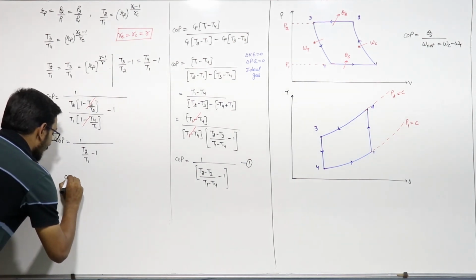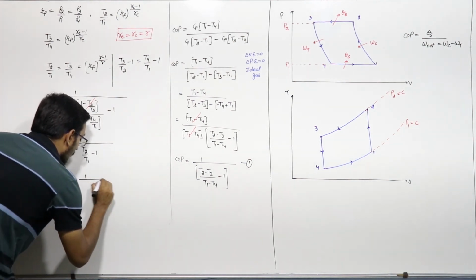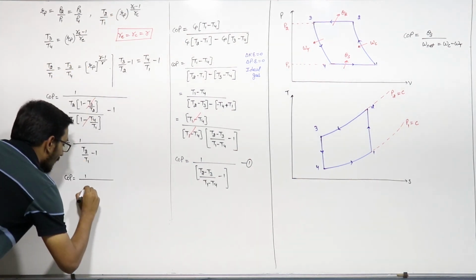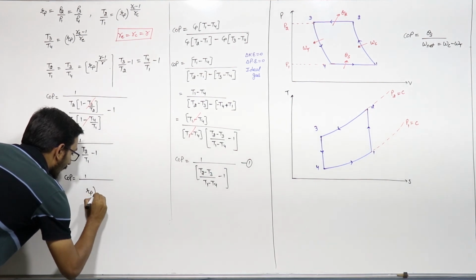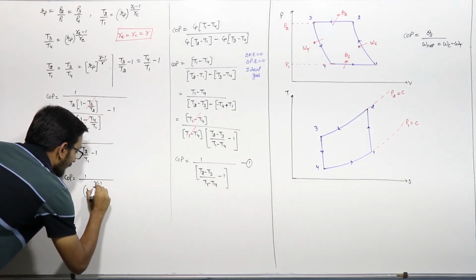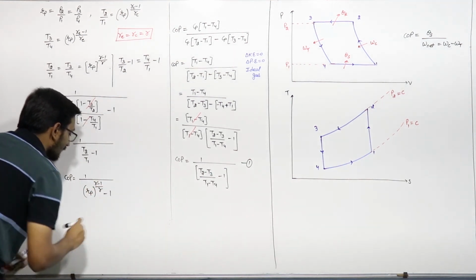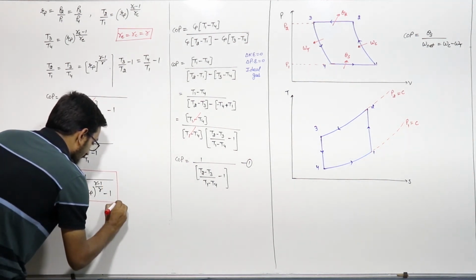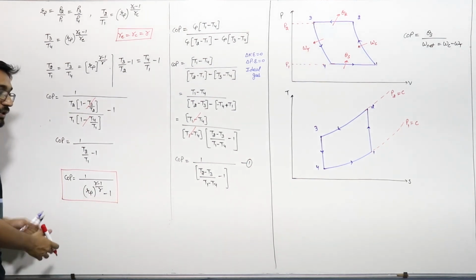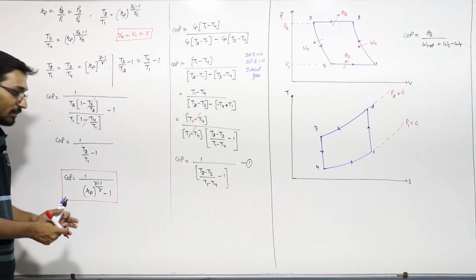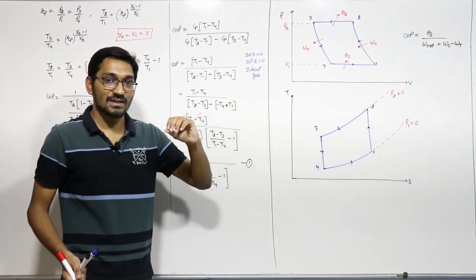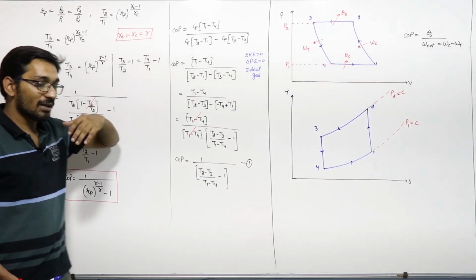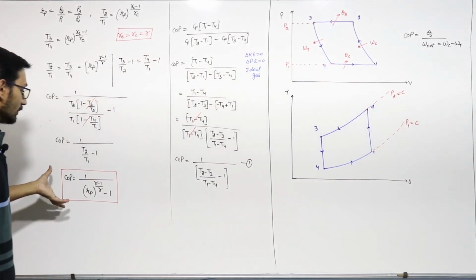From here we can write COP is equal to 1 upon, what is T2 by T1? Rp raised to power (gamma minus 1) upon gamma. So 1 upon (Rp raised to power (gamma minus 1) upon gamma, minus 1). This is the COP of the Brayton cycle. You need not remember this formula. There are so many formulas in the form of R raised to power (gamma minus 1) upon gamma; if you take complete mechanical engineering, no need to remember this.